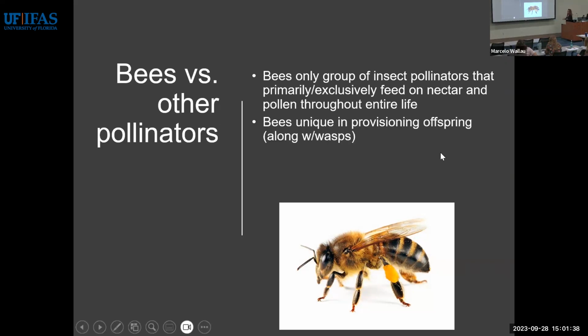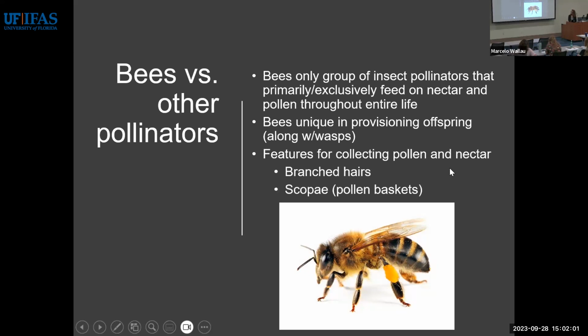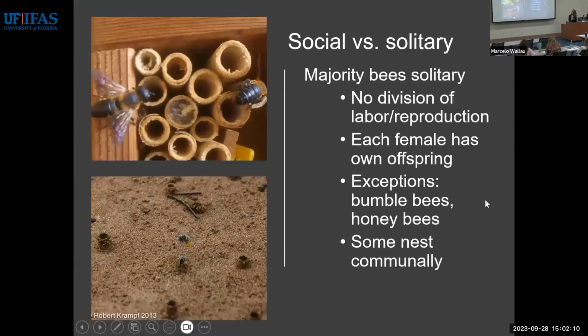They provision their offspring. Wasps also do this, but they're unique from insects like flies and butterflies in that they provision their offspring. And they provision their offspring pollen and nectar, so they're uniquely adapted to be collecting that pollen. So they have pollen collecting hairs and large structures on their legs for collecting pollen. And so they're really good pollinators because of all of that. That's not to say that those other insects aren't good pollinators too, but bees tend to be highly effective.